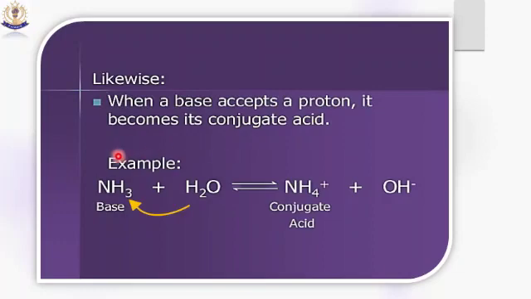Now in this example, you can see that ammonia and water are reacting together. Here ammonia has accepted a proton from water, so it is a base as it is a proton acceptor. As a result, it is converted into ammonium ion. This ammonium ion is a positively charged species. This ammonium ion can donate a proton and can act as a Bronsted-Lowry acid. So it is a conjugate acid of the corresponding base, that is ammonia.